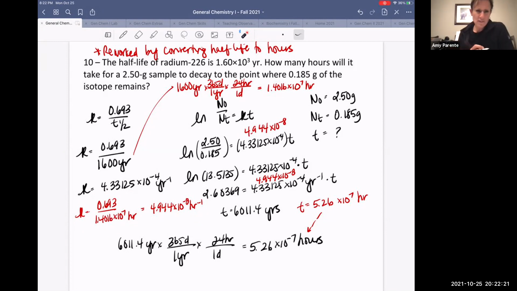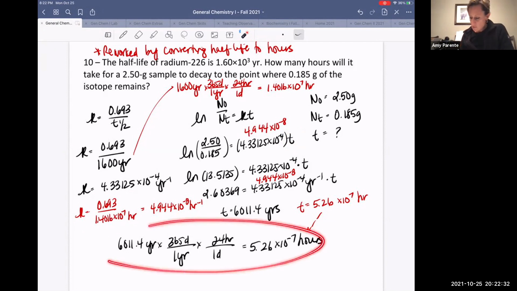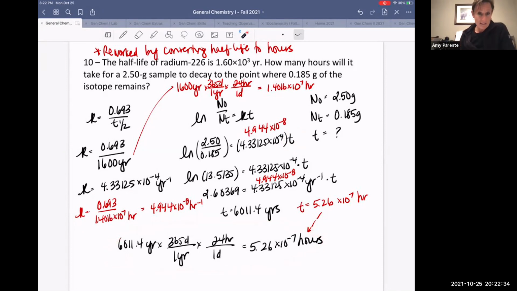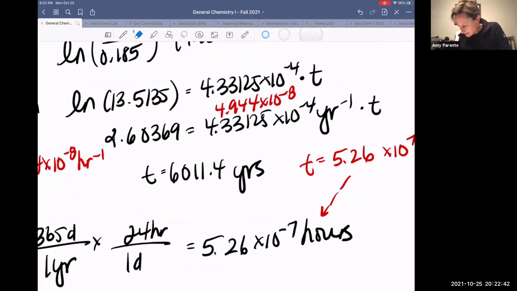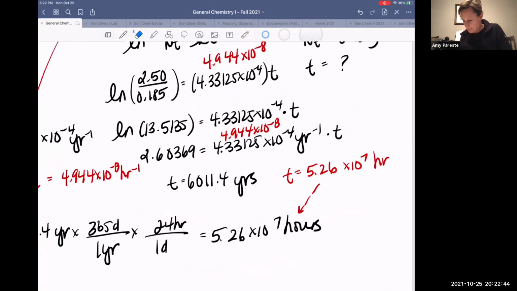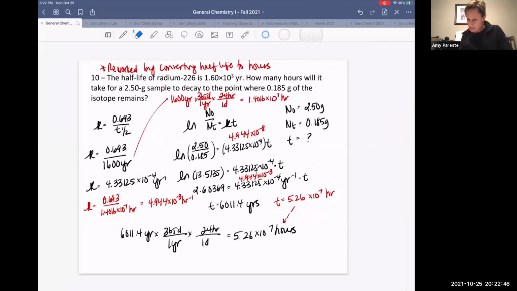But I often find it easier not to mess with the half-life or the rate constant, but to do a conversion with the time piece. So we did the unit conversion on the back end because we needed to get that into units of hours, making sure to correct this. It's not a minus here. So not a minus there. All right.